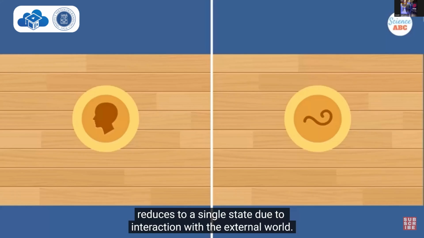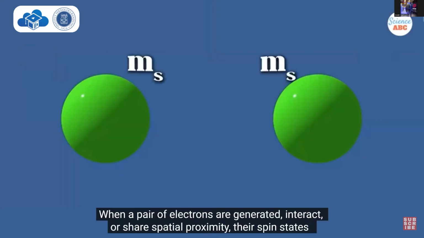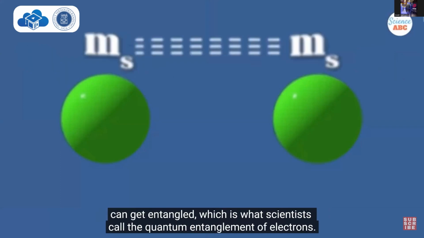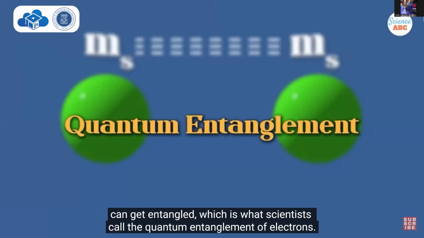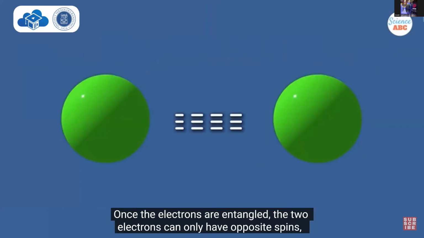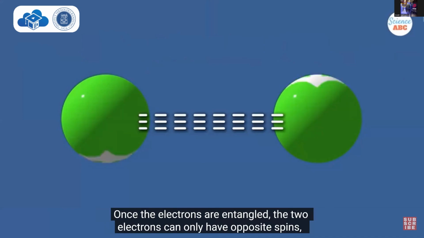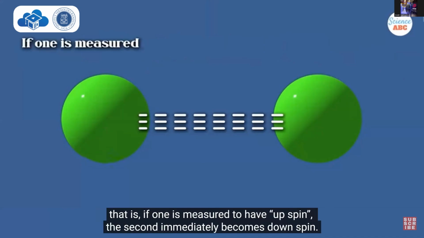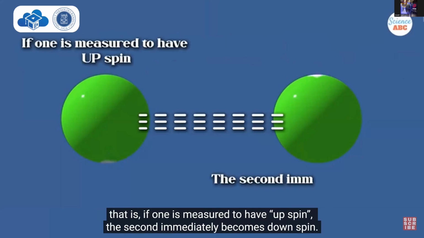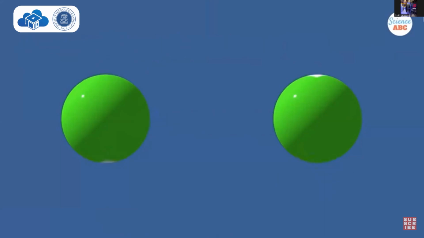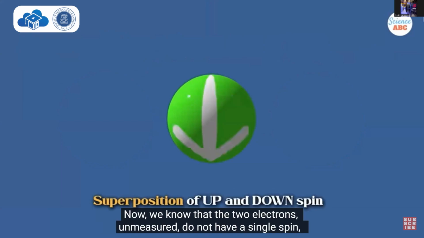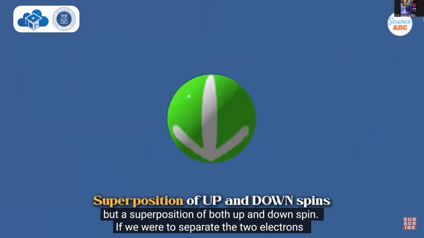When a pair of electrons are generated, interact, or share spatial proximity, their spin states can get entangled, which is what scientists call the quantum entanglement of electrons. Once the electrons are entangled, the two electrons can only have opposite spins. That is, if one is measured to have upspin, the second immediately becomes downspin.